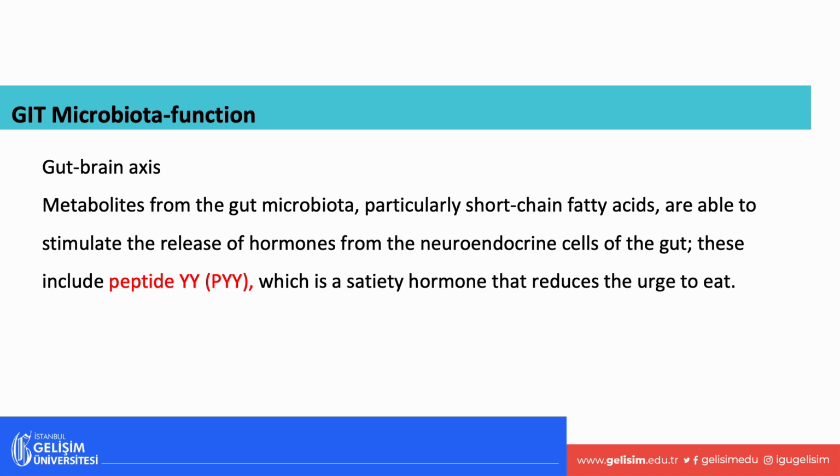Now, the gut microbiota can also affect the gut-brain axis by producing metabolites such as short-chain fatty acids, and these short-chain fatty acids influence the release of hormones from the gut's neuroendocrine cells. For example, peptide YY, or PYY, is a satiety hormone. Satiety hormone means that it makes you feel full. You don't feel hungry, right? So again, it reduces the urge to eat, and it can be stimulated by these metabolites. So this shows how the gut microbiota can play a role in regulating appetite as well as body weight.